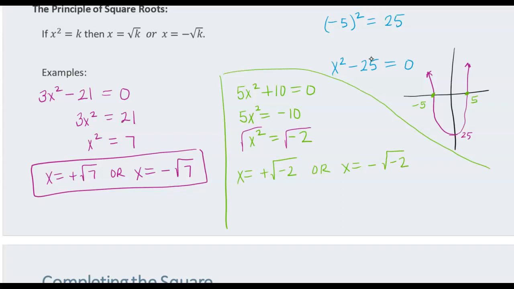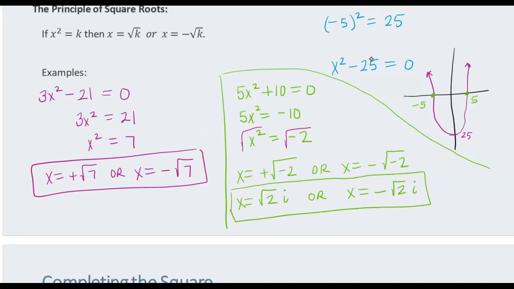We learned last week that when we have a square root of a negative number, that is actually an imaginary number. So this will be x equals the square root of 2 times i, or x equals the negative square root of 2 times i. Notice I'm taking that negative out from underneath the radical symbol and putting it instead as i, because the square root of -1 is equal to i. That was kind of our little thing we did last week.